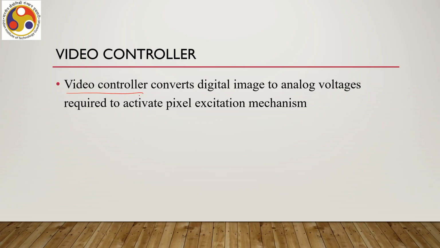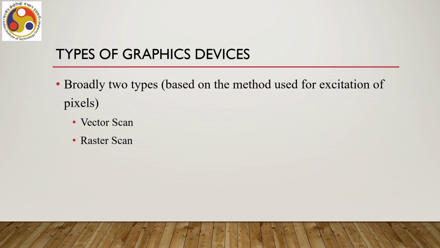Now, the video controller, the unit that we are talking about, converts the digital image that is stored in the video memory to the analog voltages required to activate the pixels, or the pixel excitation mechanism. So, the video controller essentially controls the mechanism that activates the pixels, and this mechanism relies on the video memory content. That is a generic graphic system.